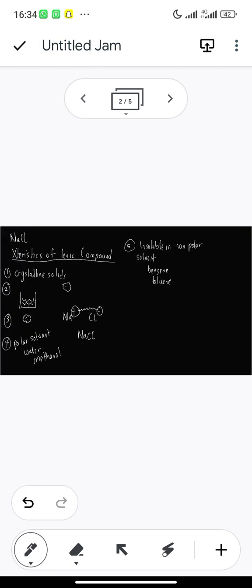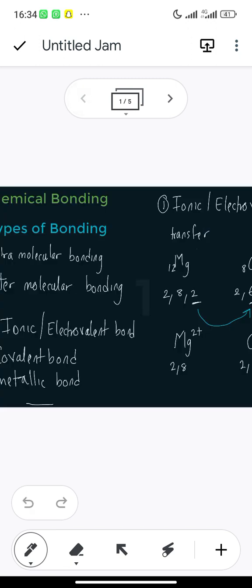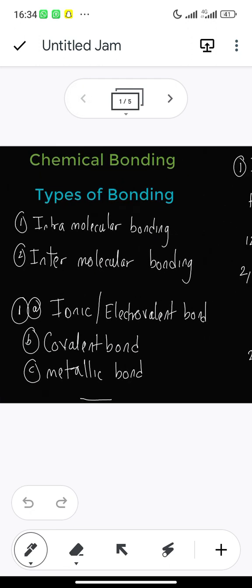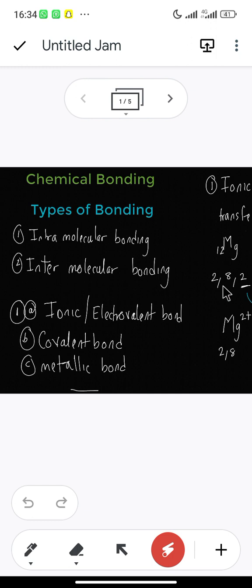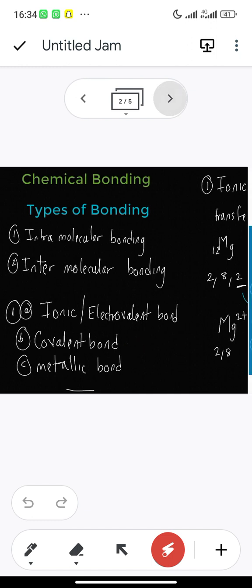So this is basically the major things you need to know about electrovalent or ionic bonds. So the second type of bond we'll talk about is the covalent bond. Let's talk about the covalent bond.